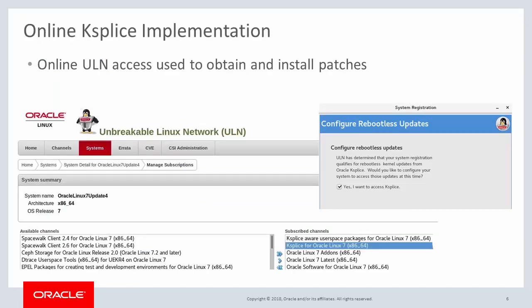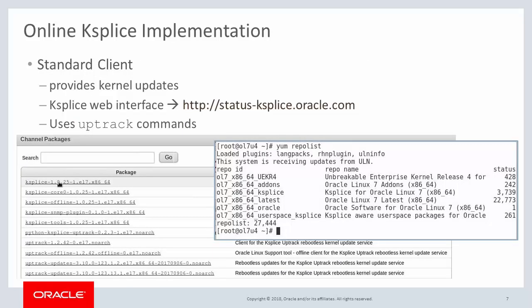For an online implementation, you register your systems to the Unbreakable Linux Network. Remember, you need a Premier support account to do this. And also remember to subscribe to the required Ksplice ULN channels. With the online implementation using the standard client, it allows for updates to the kernel. These can be made using the Ksplice user web interface in a browser or using CLI commands.